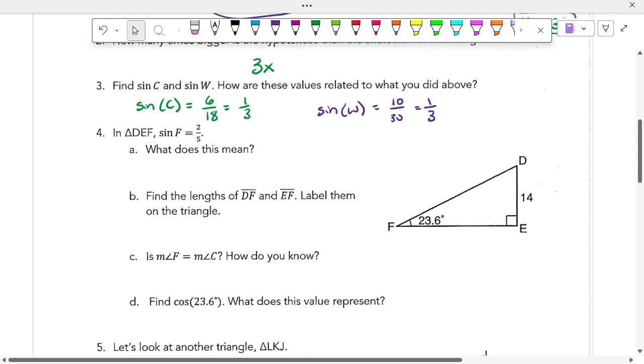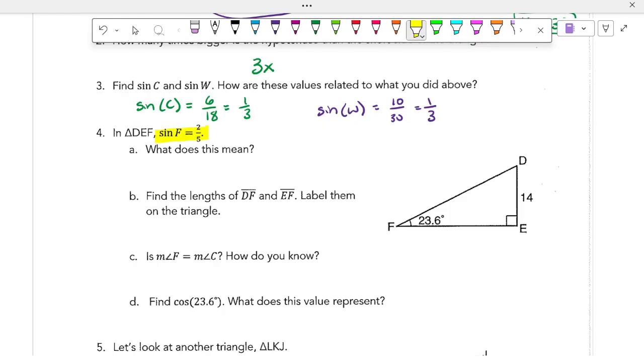All right. Now, they then say in DEF, we're given sine of F is equal to 2/5. And it wants to know, what does this mean? All right. So it's saying sine of F is equal to 2/5. Now, we're assuming that that's a simplified ratio. Okay. So what does that mean about this number with sine of F? Anyone?